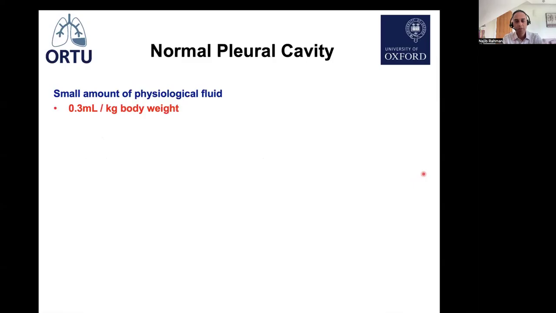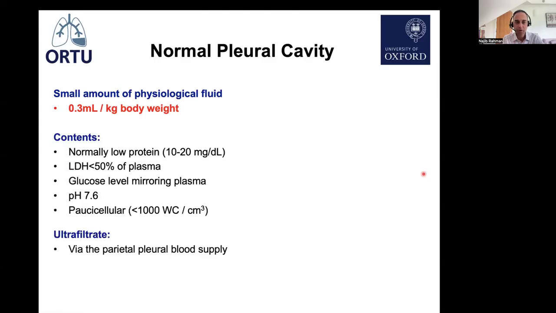So let's go straight to the normal pleural cavity then. Essentially, the normal pleural cavity contains a very small amount of pleural fluid. So calculations suggest 0.3 mils per kilogram of body weight. So the average male will have 7 or 8 mils of pleural fluid within each ipsilateral or contralateral pleural space.